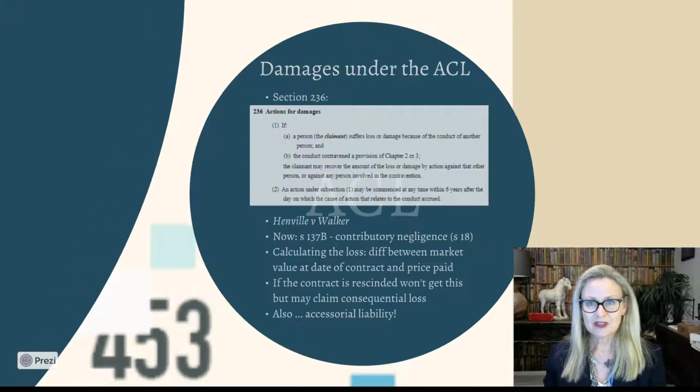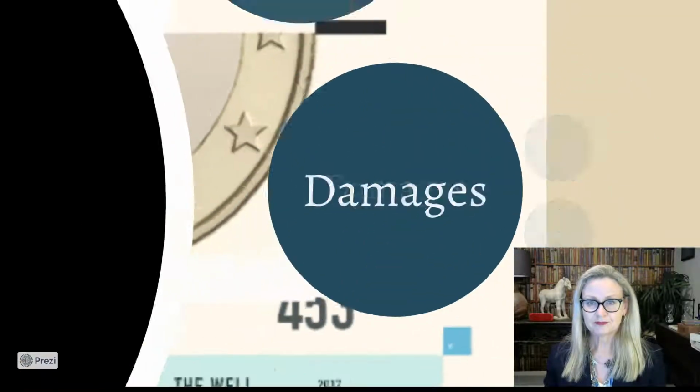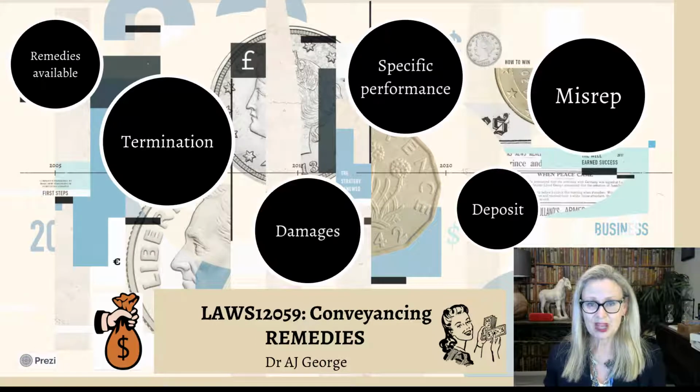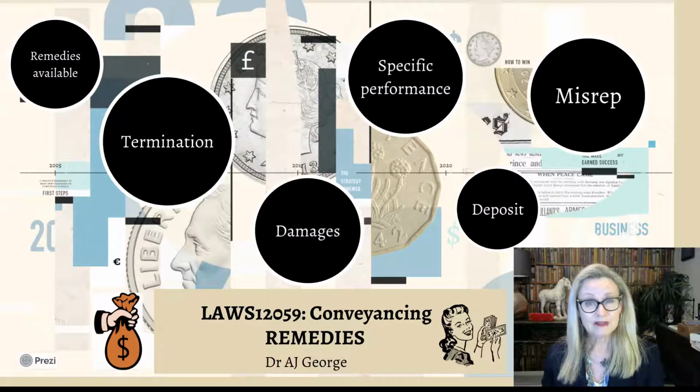So that is damages under the ACL, and that is misrepresentation. So that is the suite of remedies that are available for disputes and termination, rescission under a contract for sale and purchase of a property in Queensland. And that is the end of this video series.